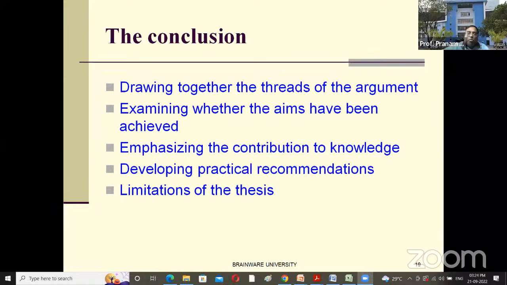Now, writing about the conclusion, drawing together the threads of the argument.